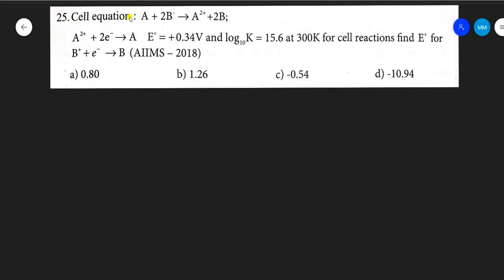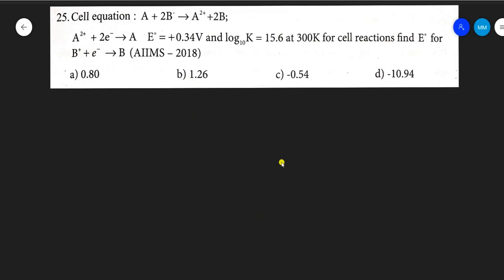Question number 25. The cell equation A plus 2B plus gives A2 plus plus 2B. A2 plus 2 electron gives A. The potential is given, that is plus 0.34 volt. And the log K value is given 15.6. For the cell reaction, find E0 for the B plus electron gives B.